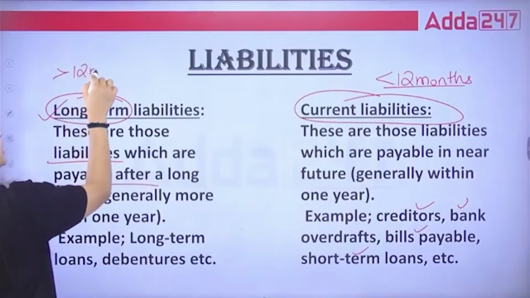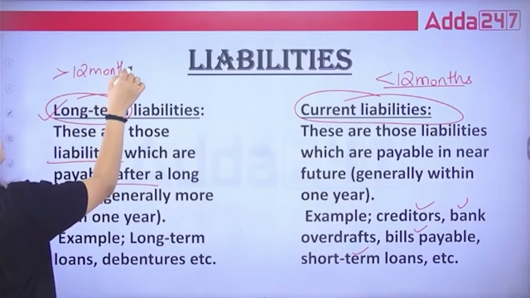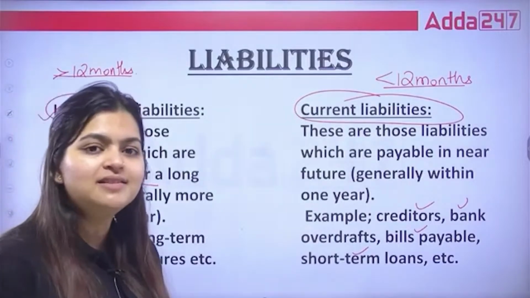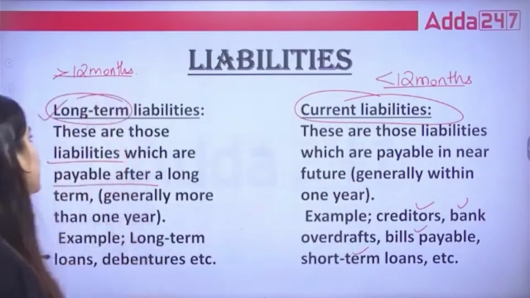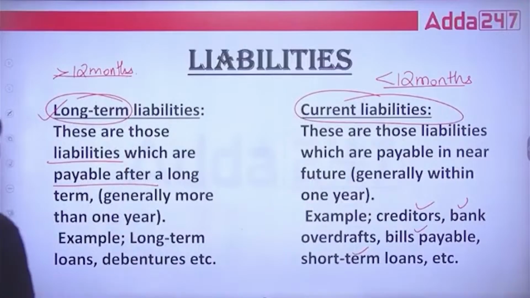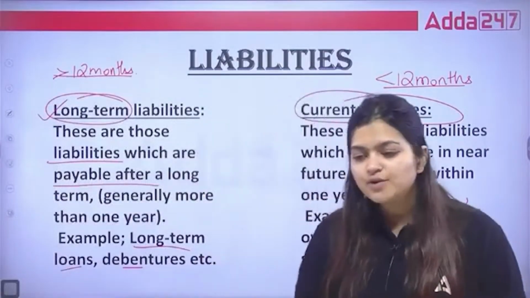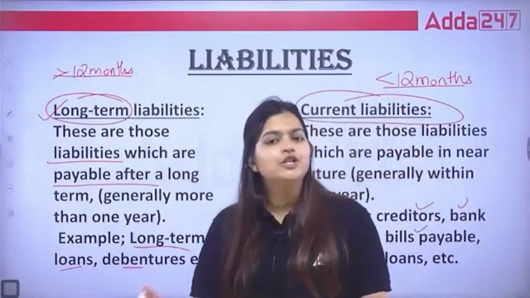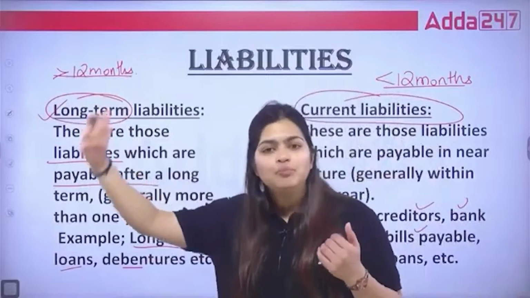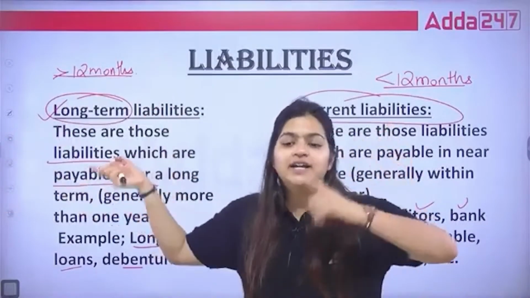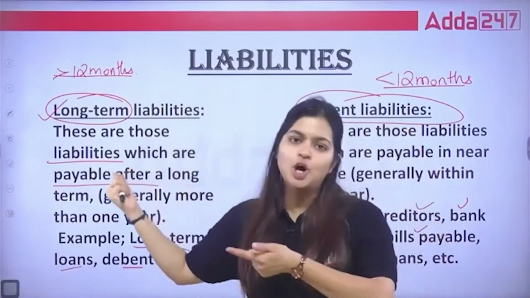Now, long period means what? It means 12 months. If you are repaying after 12 months, then that is your long-term liabilities: long-term loans and debentures. Generally, when we take a home loan, are we paying in 1 year only? No, we are going to pay for more than 1 year. So in which head are you going to classify it, current or long term? Long term.